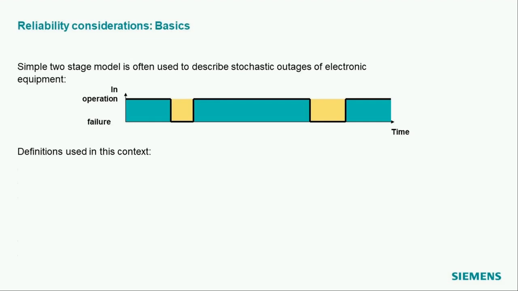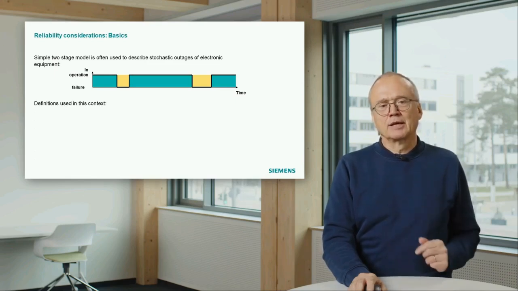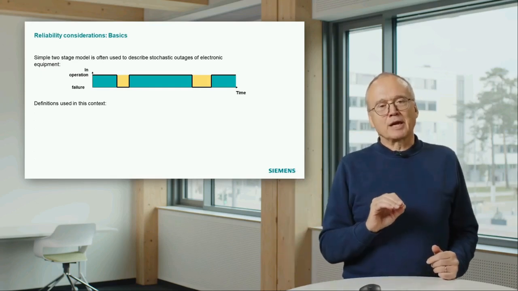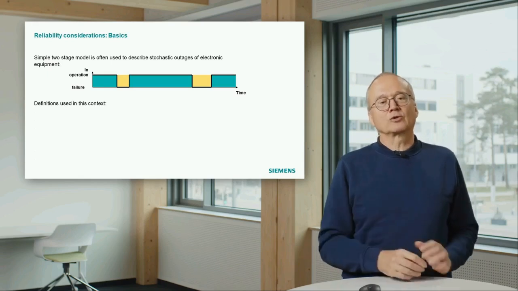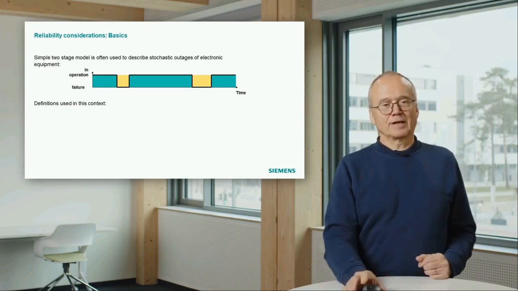That means the device is in operation. After some time it fails, then it's repaired or replaced, then it's in operation again, and it fails. Of course, these time slots for the operational time should be a bit longer than indicated here in this diagram. But that type of model is often used to describe stochastic outages. And that is the important thing with that. These definitions, which are used to describe the behavior and the reliability of an electronic device, are designed for stochastic outages of devices.